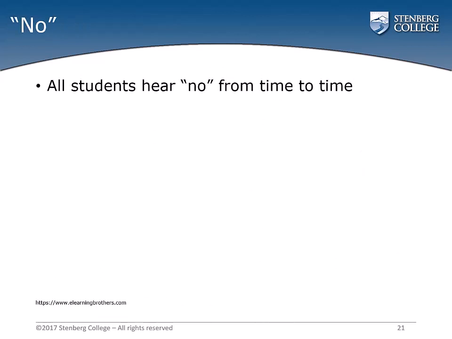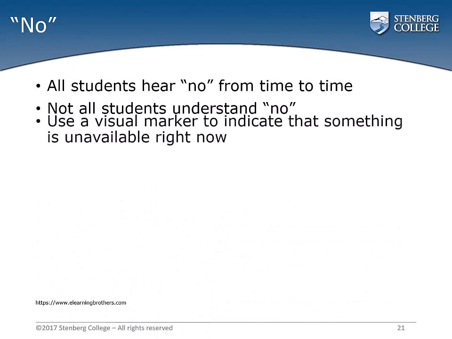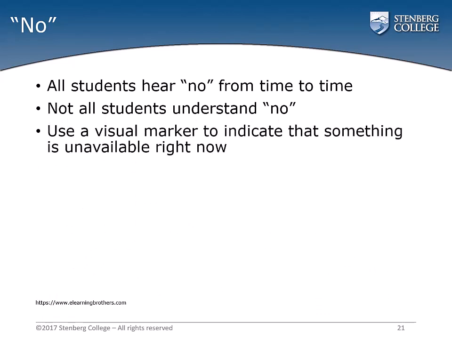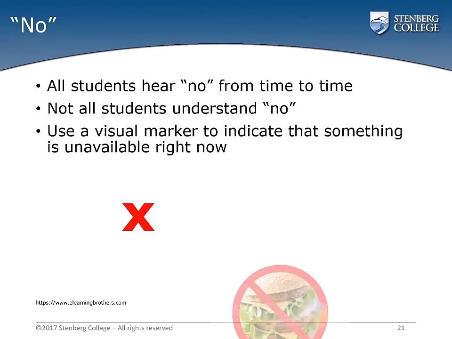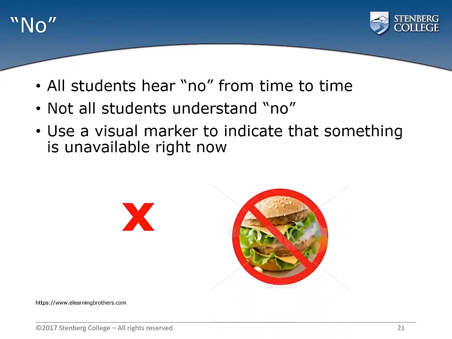All of our students hear no from time to time, but not all of our students understand what that means. It may be helpful to use a visual marker to indicate that something is unavailable right now. This can be done very simply with a dry erase marker by placing an X over the pick symbol, or you can print out the universal symbol for no, which is the red circle with a slash through it, from BoardMaker, Symbol Sticks, or other symbol libraries.